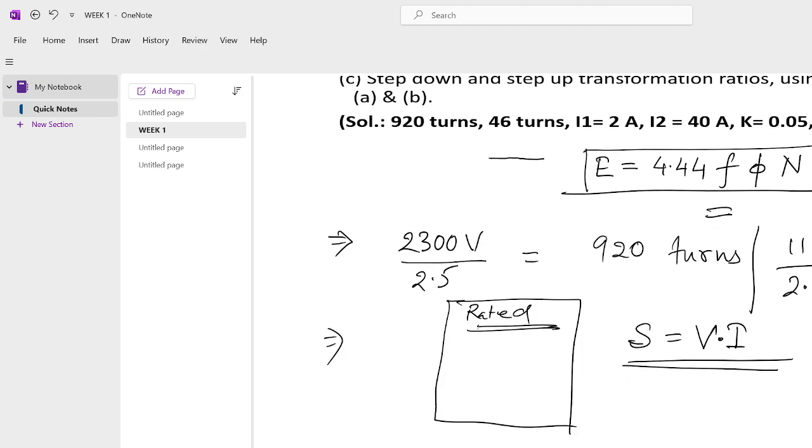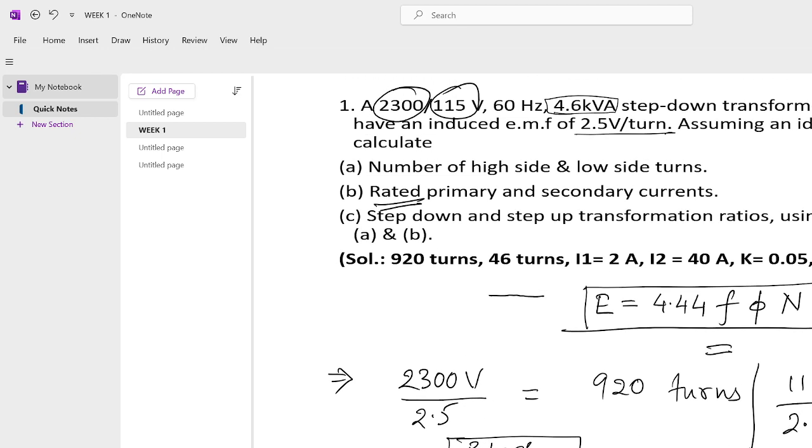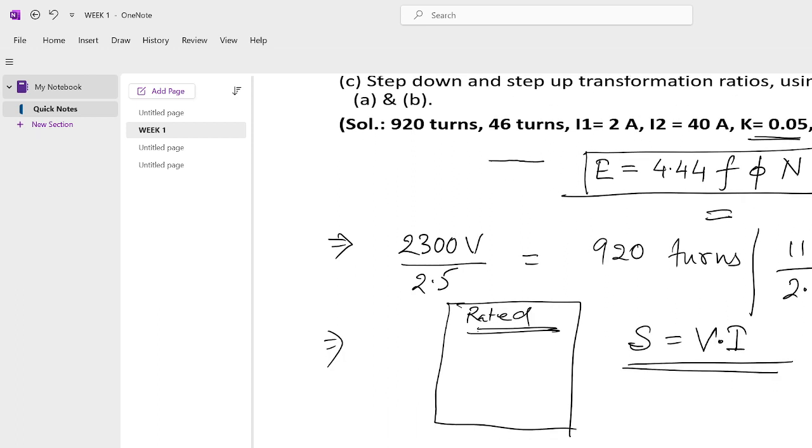Okay, what about the transformer ratios? Transformation ratio means step up ratio and step down ratio, both you can find out. They are inverse to each other. And if someone asks you what is the step down ratio, then it will be 0.05. Clear? Yes, sir.